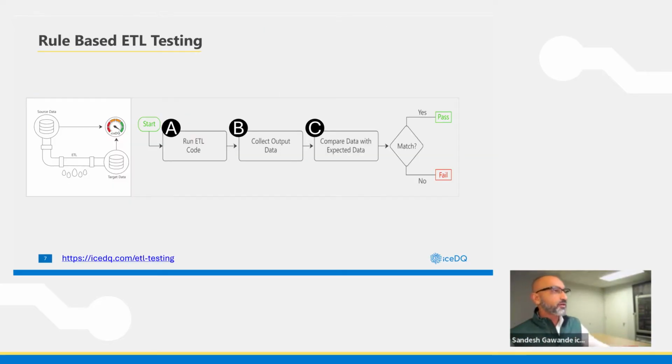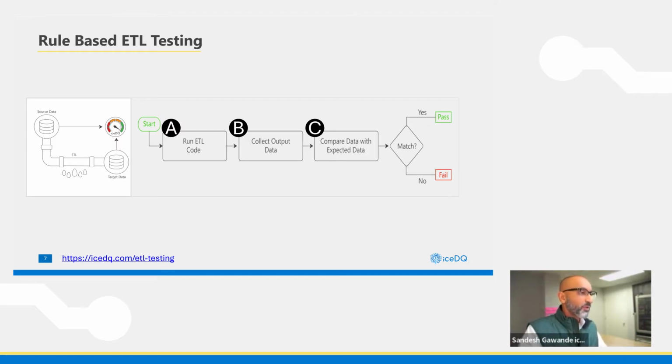And this is where we at iceDQ ask people to look at rule-based ETL testing. How does rule-based ETL testing work? For example, you have source data. The ETL pipeline will move the data into the target system. Now, to test the ETL process, I cannot really test the ETL process itself, but based on certain rules I need to compare the input data, or the source data, with the target data. How do we do this? We'll again go into details, but fundamentally there are A, B, C steps.